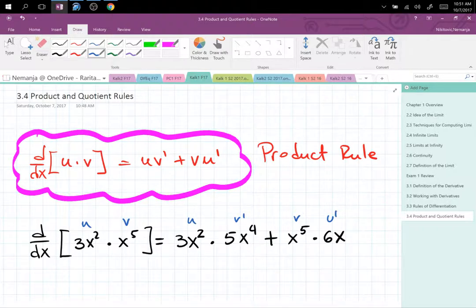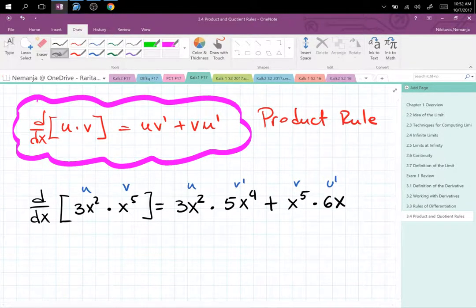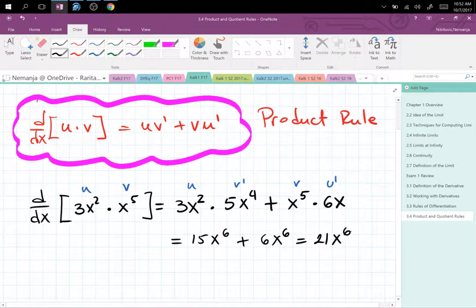You have to memorize this formula, otherwise you're doomed. Copy the first times derivative of the second plus copy the second times derivative of the first. uv equals uv prime plus vu prime. This simplifies into 15 x to the 6 plus 6 x to the 6, which is 21 x to the 6.